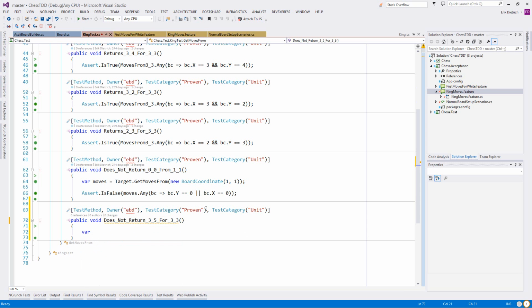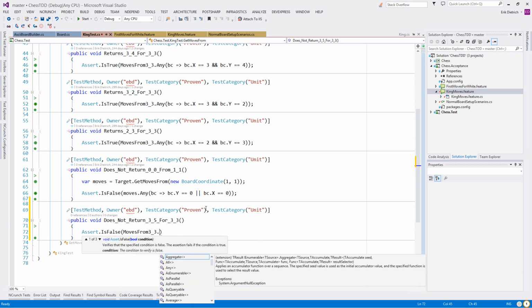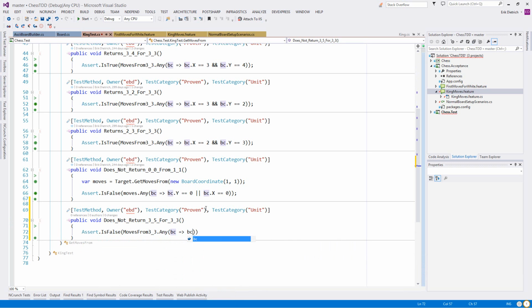Presumably, I can cover this error case by asserting that get moves from is not, for a king, returning a square that's 2 squares ahead of the current square. Maybe you could have said 1-7 away or whatever, but I'm going to say, look, if I have a king at this 3-3 spot, I want to make sure that I'm not getting back a possible move at 3-5, which would indicate that the king was moving like a rook. So if that's happening, it's a failing case.